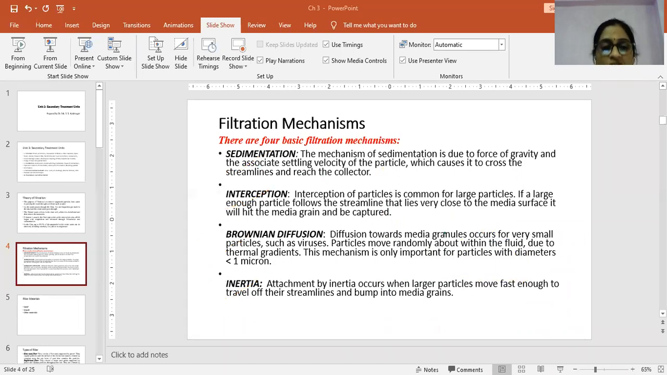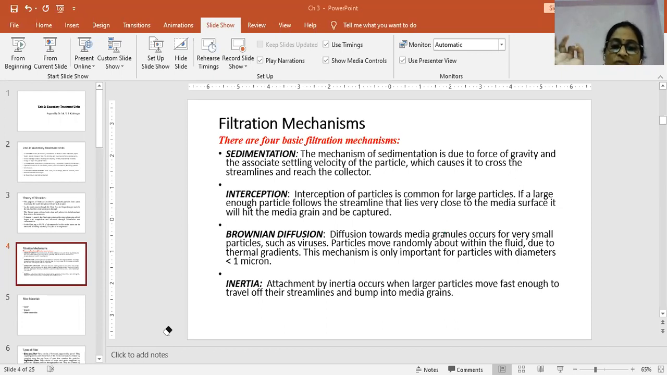The next action is interception. Interception of particles is common for large particles. If a large enough particle follows a streamline that lies very close to the media surface, it will hit the media grain and be captured. So interception is common for large particles. A particle whose size is larger than the void space will automatically be restricted at the surface itself. It will not be allowed to flow into the void space. That process is known as interception.